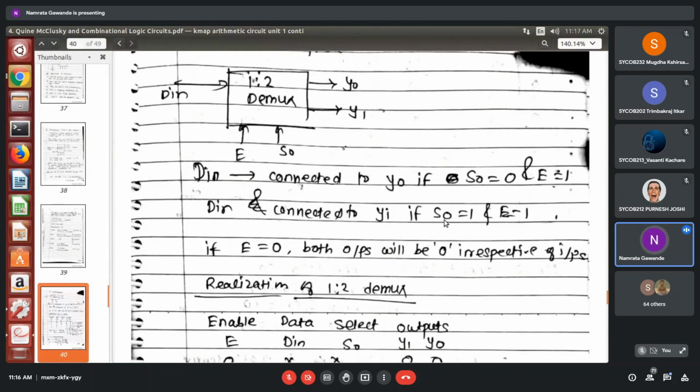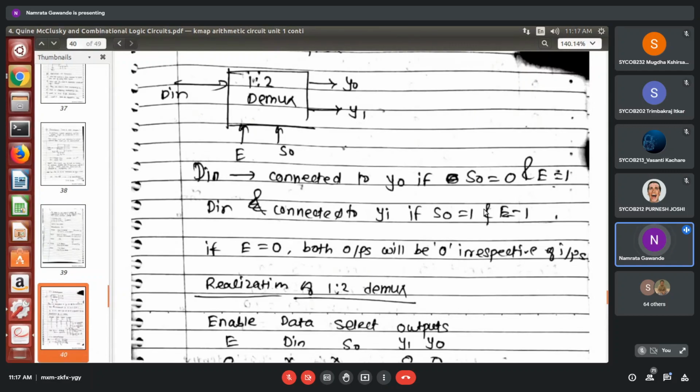If S0 equals 1, when this select line will be 1, at that time D in will be connected to Y1, which means we'll get the output as Y1. If S0 equals 1 and E equals 1, only then D in will be connected to Y1. But if S0 is 0, at that time D in will be connected to Y0.